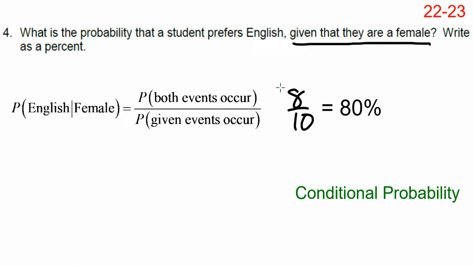So again, we're looking for the chances that both things are occurring given the event that has to occur. So given that they are female, of the 10, how many were female and selected English? So that would be 80%. So there is a condition for this probability. That condition was given that they are female.